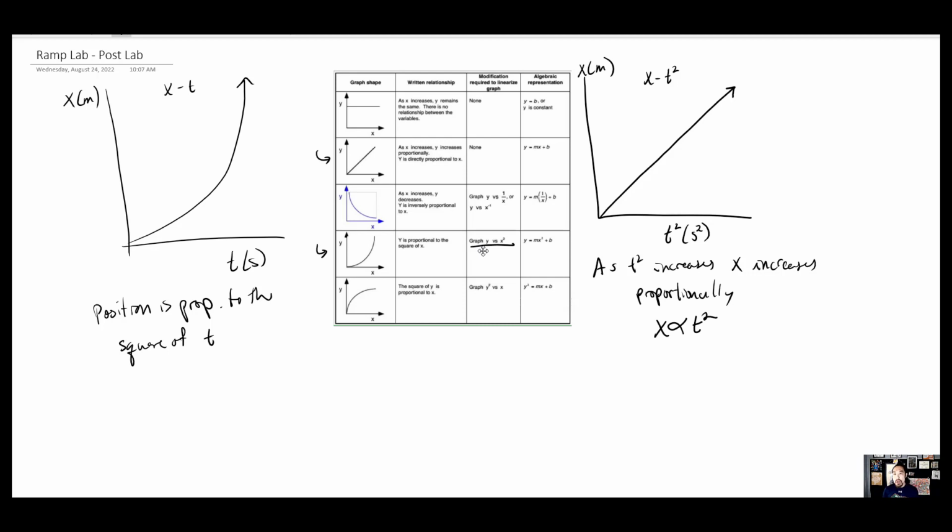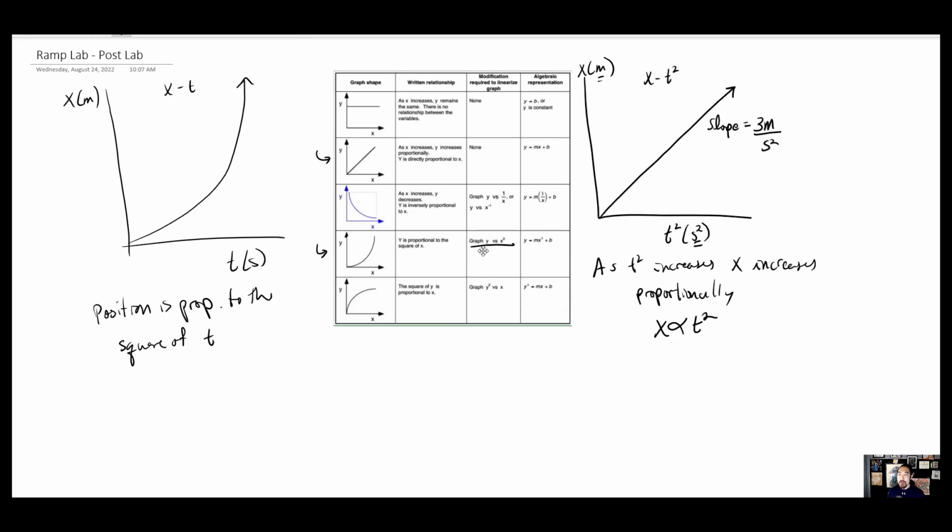From the perfect set of data, we found that the slope for this graph gave us a value of 3. If you remember, slope is rise over run, and our rise units are meters, and our run units are seconds squared. So our slope would be 3 meters per second squared.